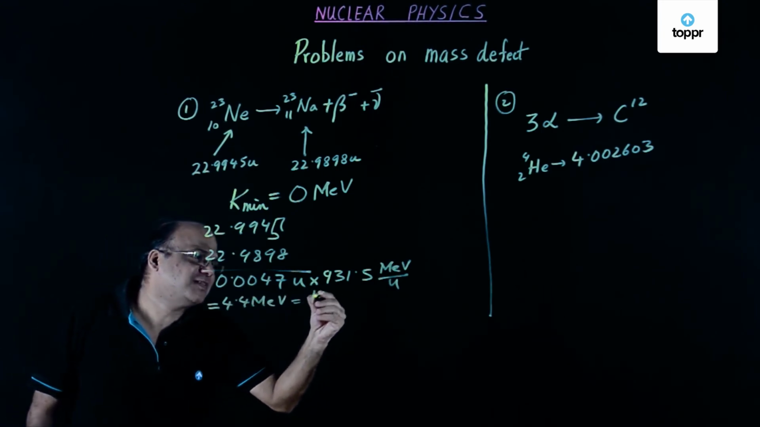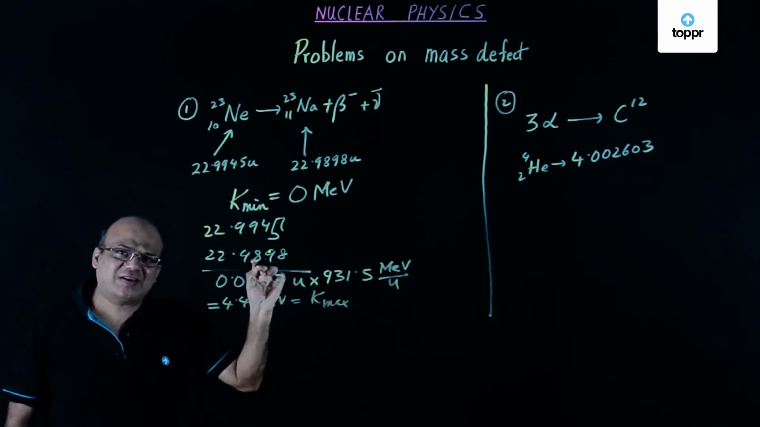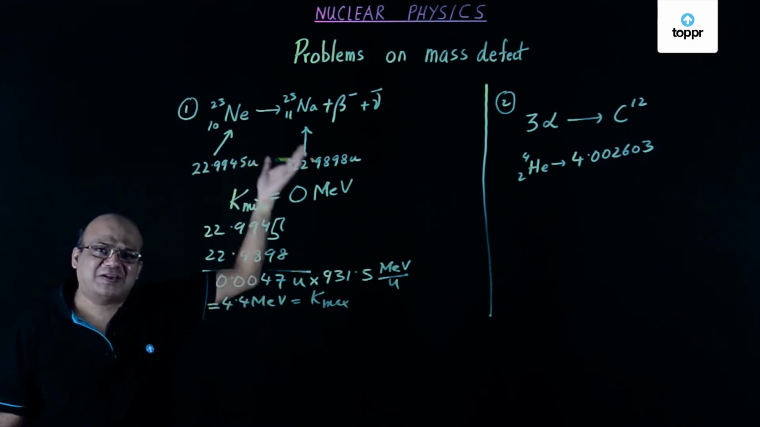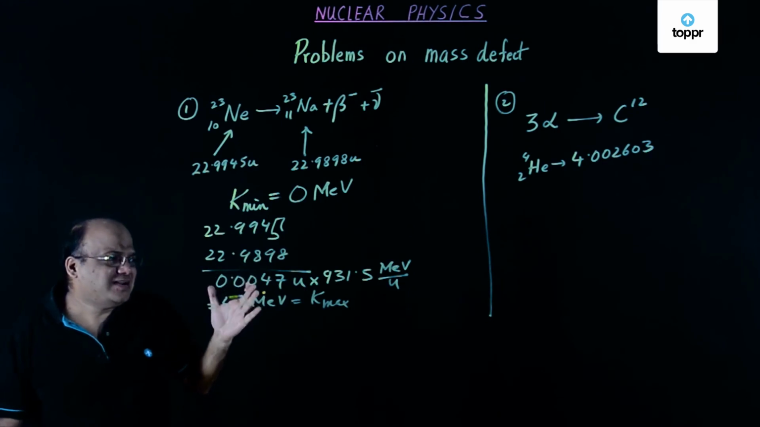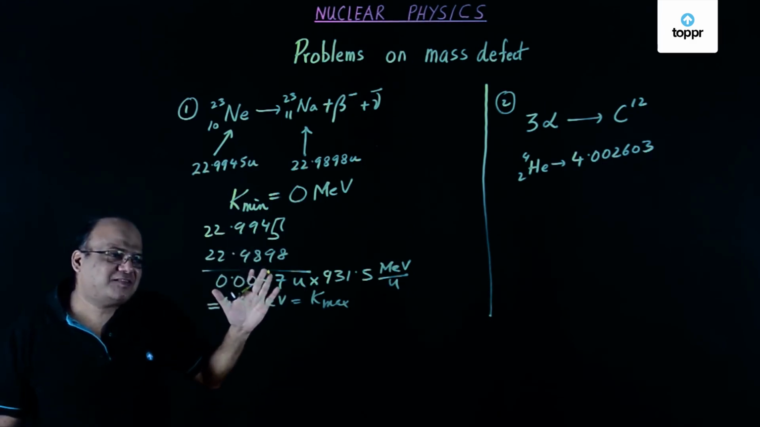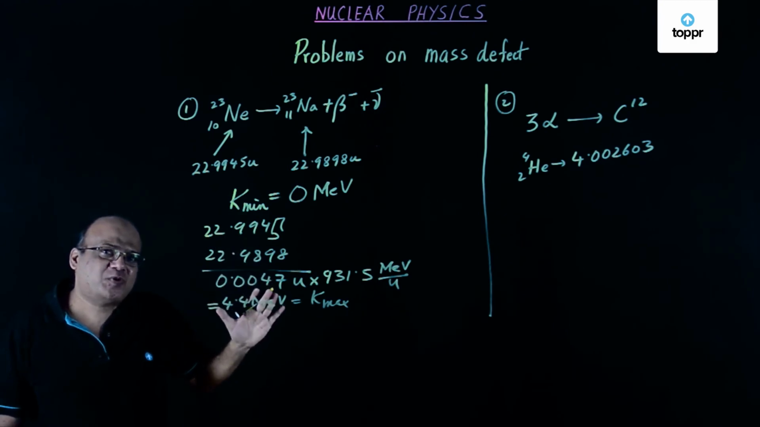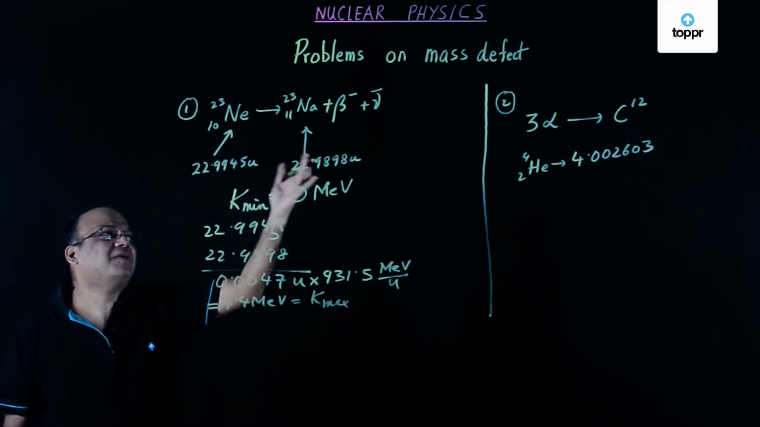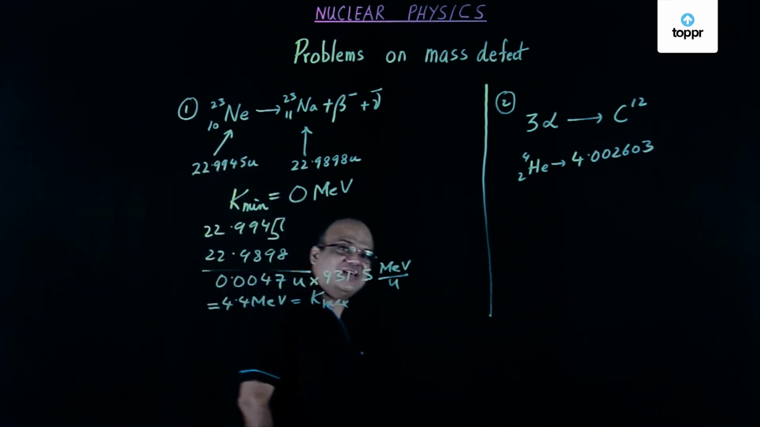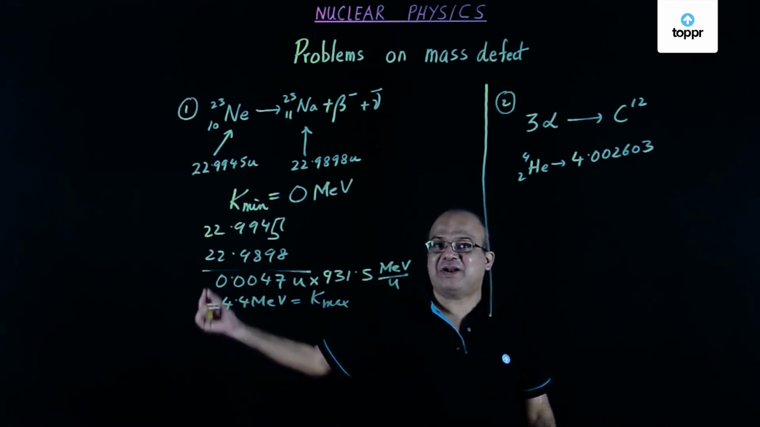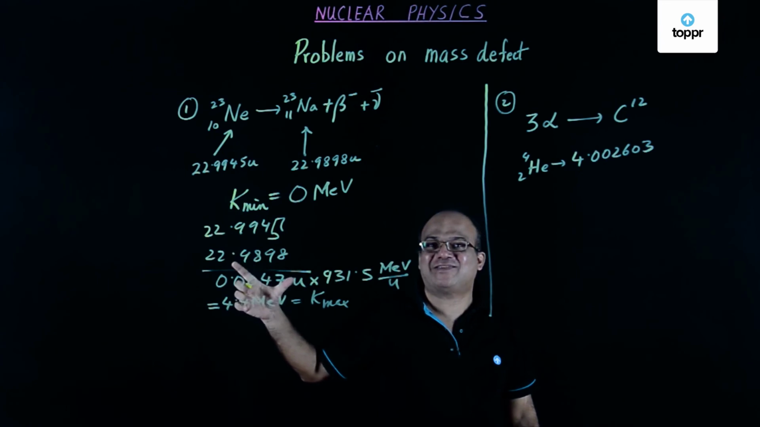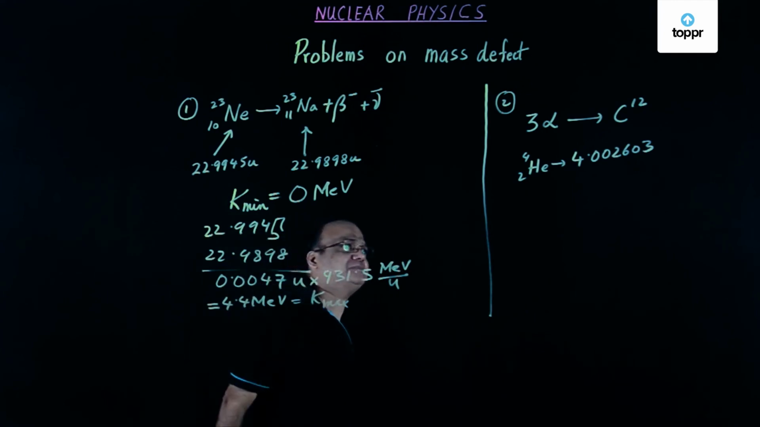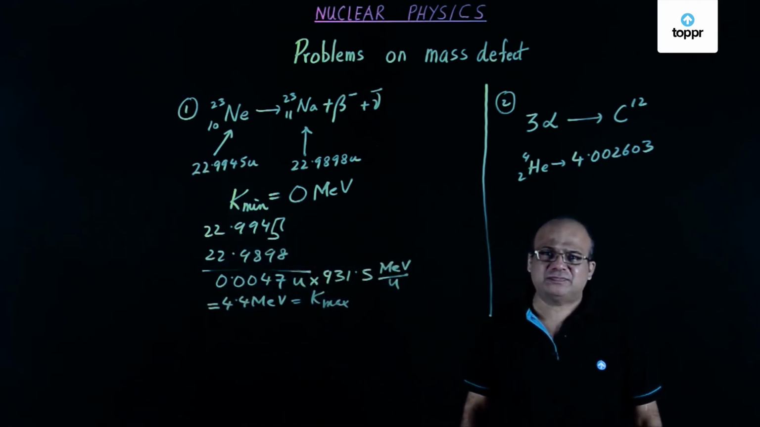And this is Kmax. So in this nuclear reaction, the minimum energy of the beta minus particle is 0, and the maximum energy of the beta minus particle is 4.4 MeV. How did you get that? Mass defect, mass of this minus mass of this, that came to 0.0047 U. Multiply that by 931.5 and you got the answer as 4.4 MeV. Very, very easy. Let's look at one more problem.